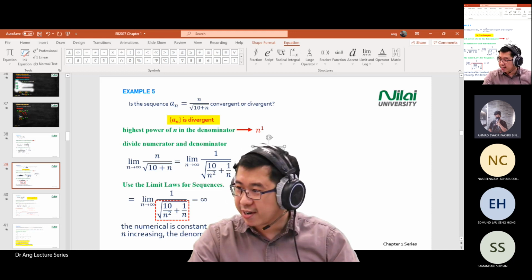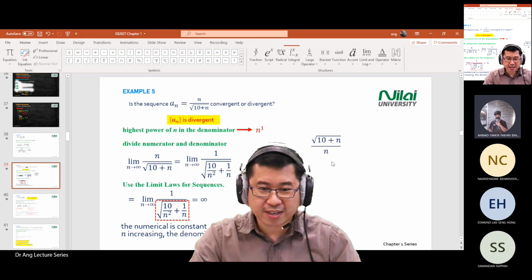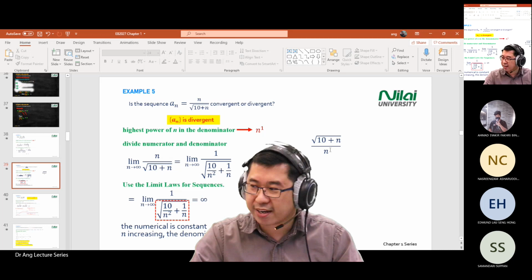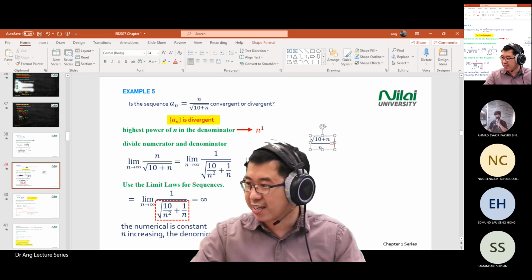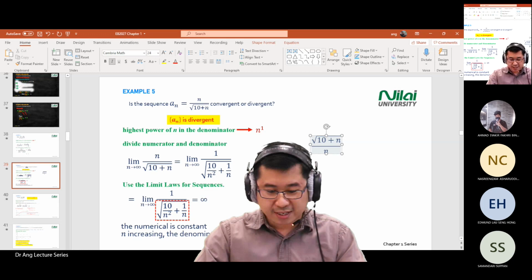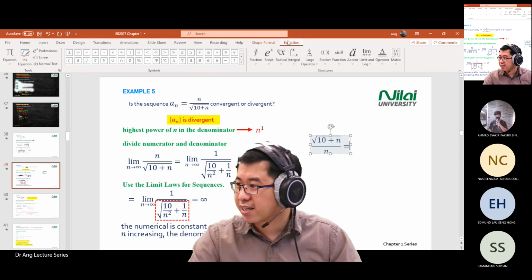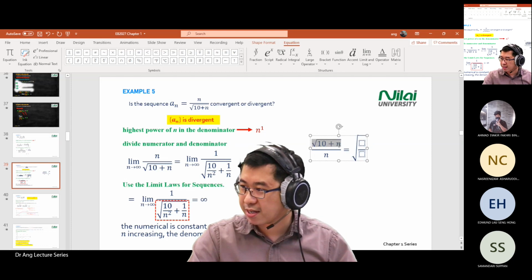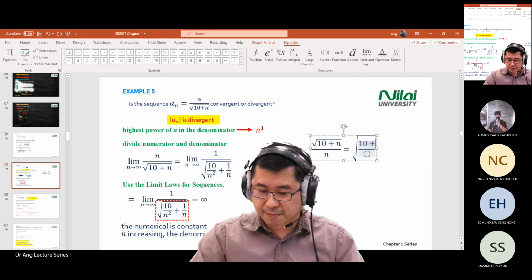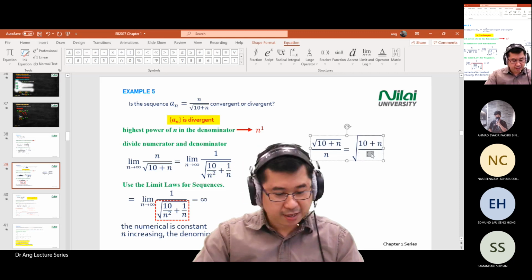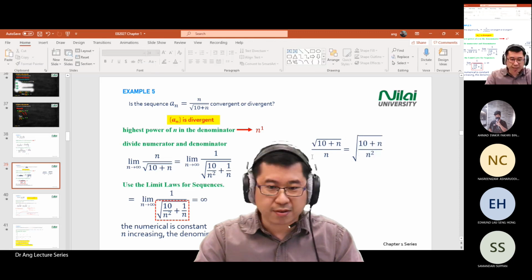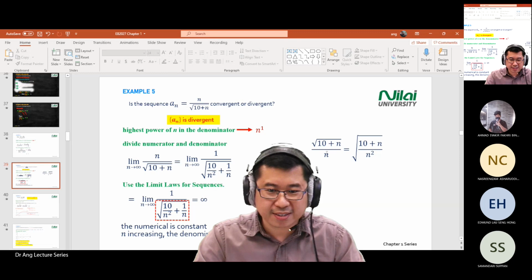You are dividing by n, right? So this one I put over here. You're actually doing this operation, so you take this one divided by n. So how do you rewrite the whole equation? You just take the whole thing, it will equal to 10 plus n divided by n squared. Right? Do you understand? From here to here, this one to this one.